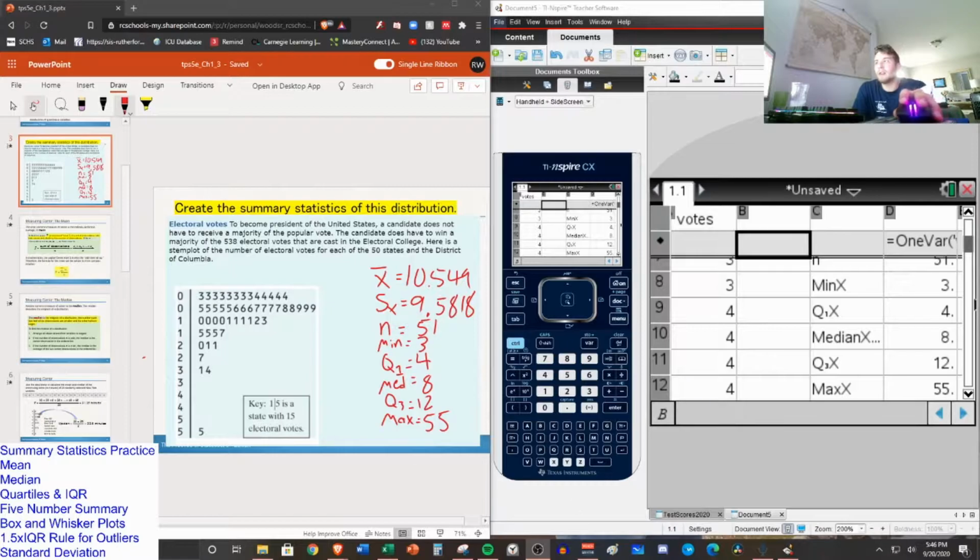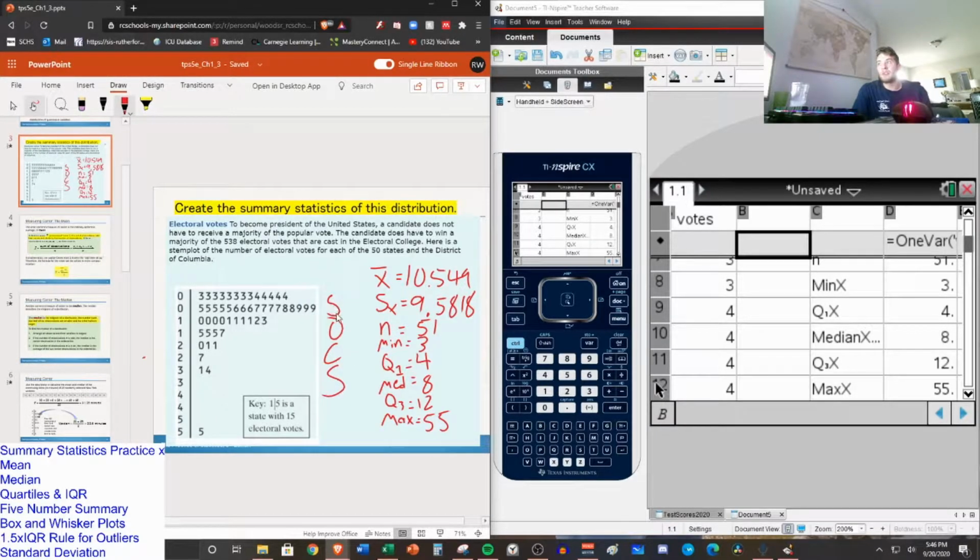All right, so that is our practice for the summary statistics. So we are one topic in, boom. Got an X next to that, we are done. Now, we need to talk about what all of these are because we are going to use these to describe data.